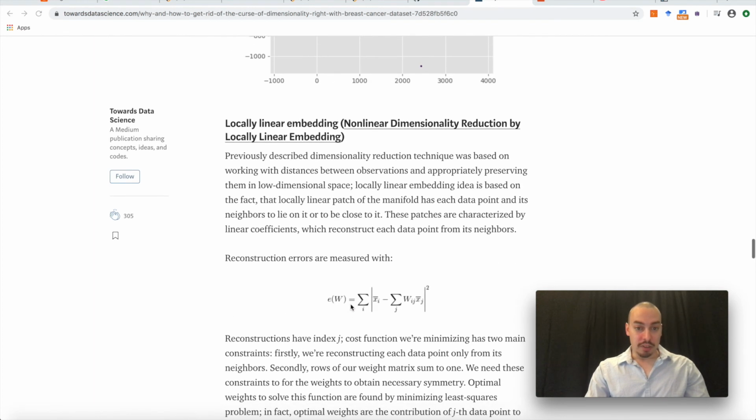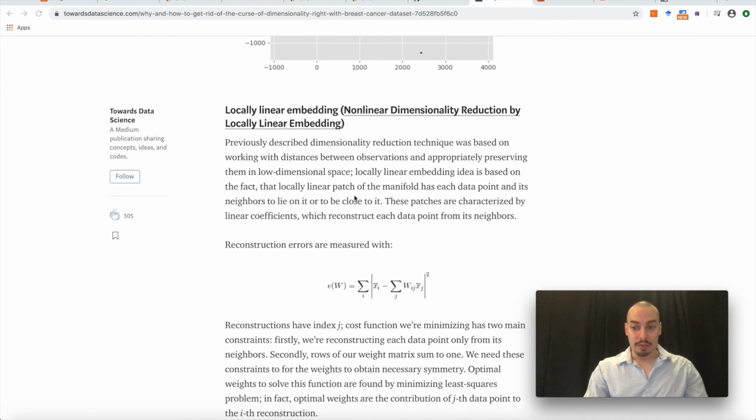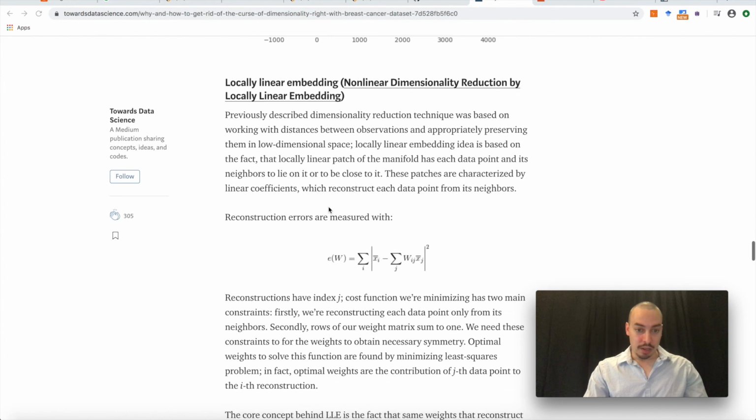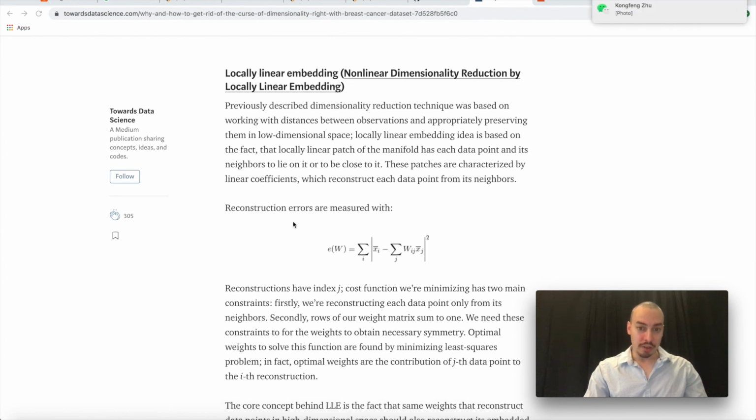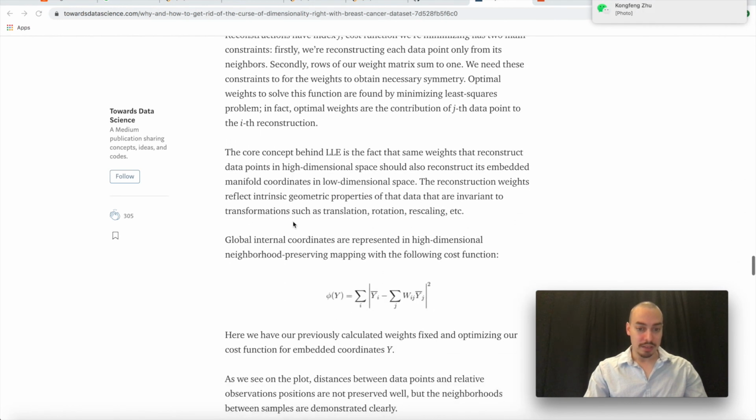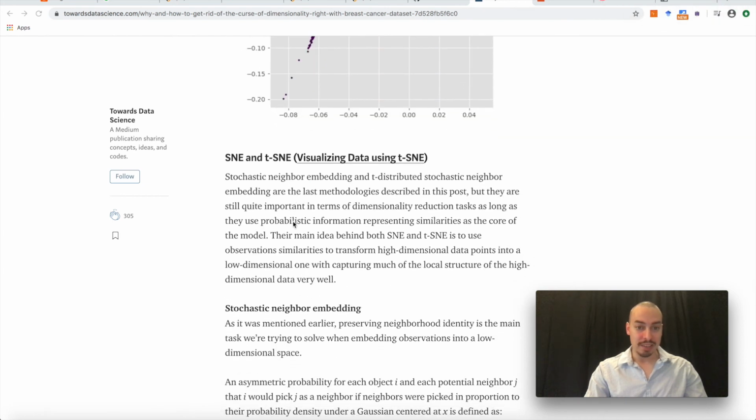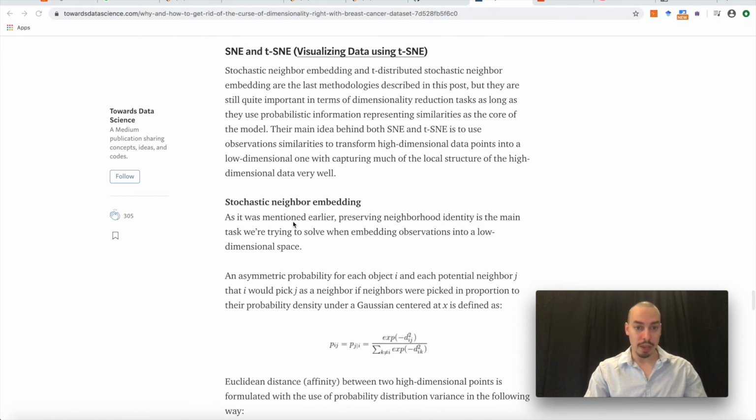Further down the road, there are other very interesting approaches that you can use in order to reduce the dimensionality, like locally linear embedding, described here with reconstruction errors, and SNE and t-SNE as a way to have stochastic neighbor embedding. Those are the more sophisticated approaches. The most commonly asked questions that invite follow-up questions are PCA and SVD.